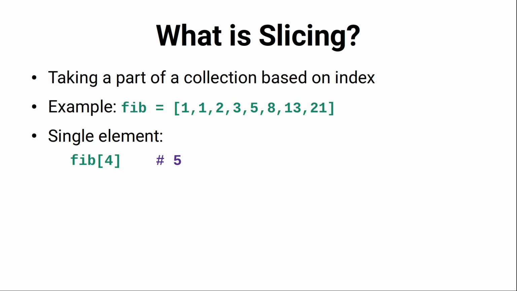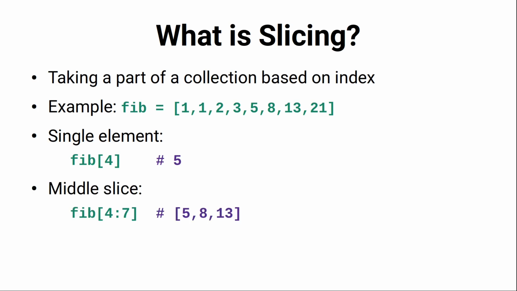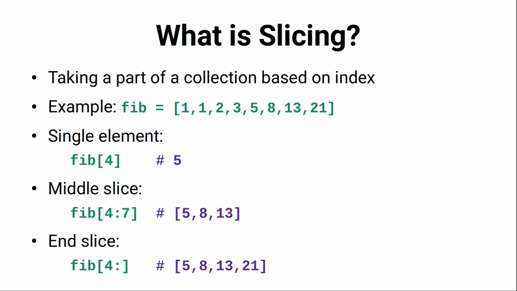But say we want that element and the next two. We can get a slice of that list using a colon after the first index, and then one past the index of the last element we want, just like in a range. But we can also get a slice from one element through the end of the list by omitting the second index, and just have the closing bracket right after the colon. Let's give this a try in the shell.